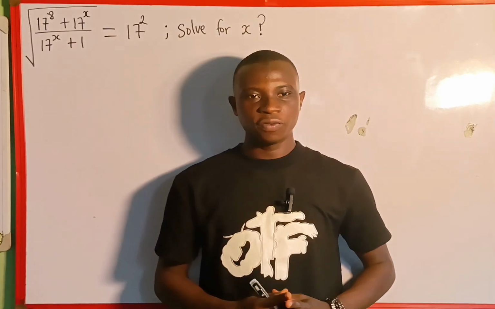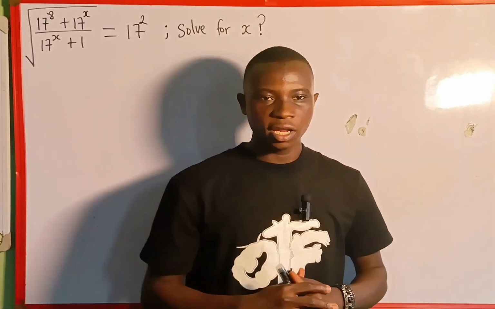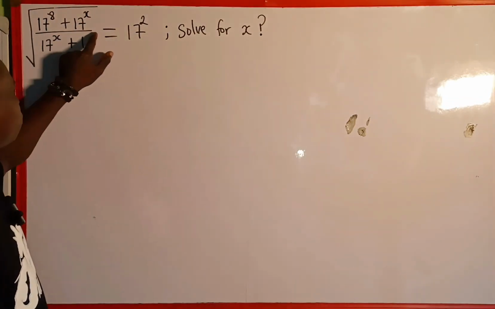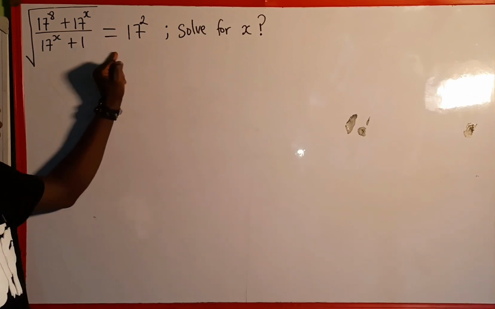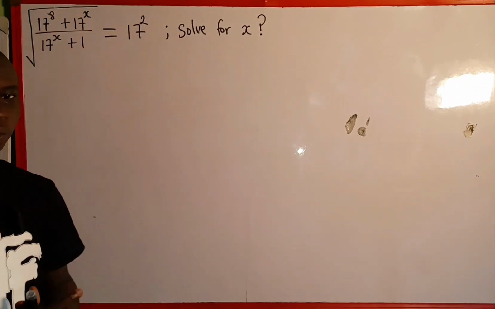Hello everyone, we are going to solve for the value of x from this exponential equation that involves radicals. And the given equation is what? The square root of (17^8 + 17^x) all over 17^(x+1) is equal to 17^2. Then we are asked to solve for the value of x from this equation.